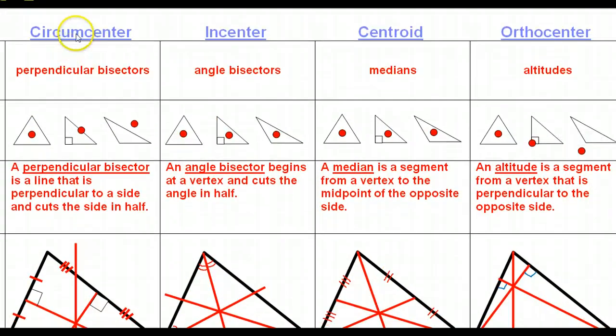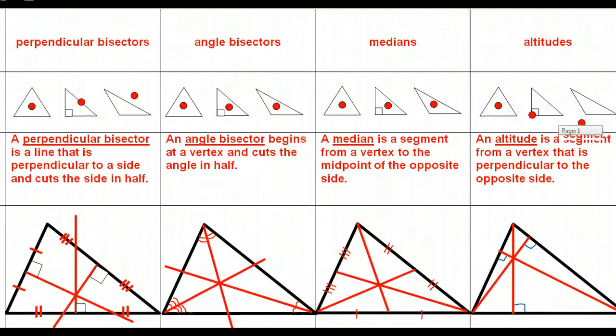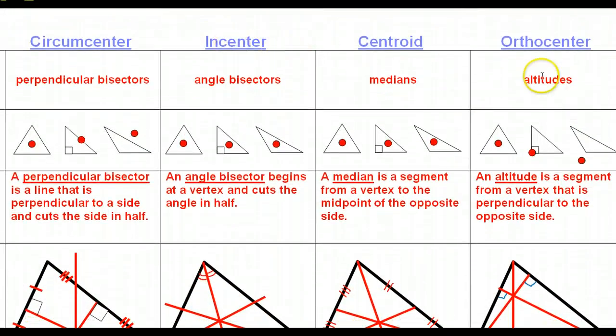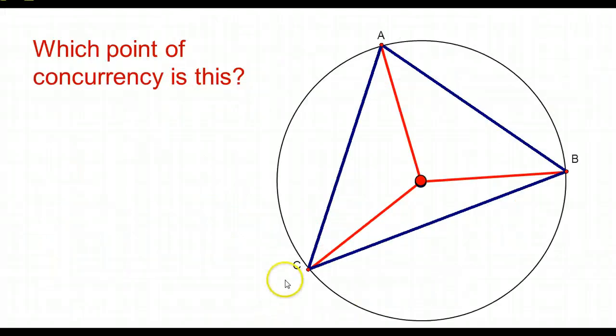All right, so it turns out that the circumcenter is equally distant to the vertices, the corners. On the other hand, the incenter is equally distant to the sides. All right, let me show you that as a picture. So take a look at this picture.